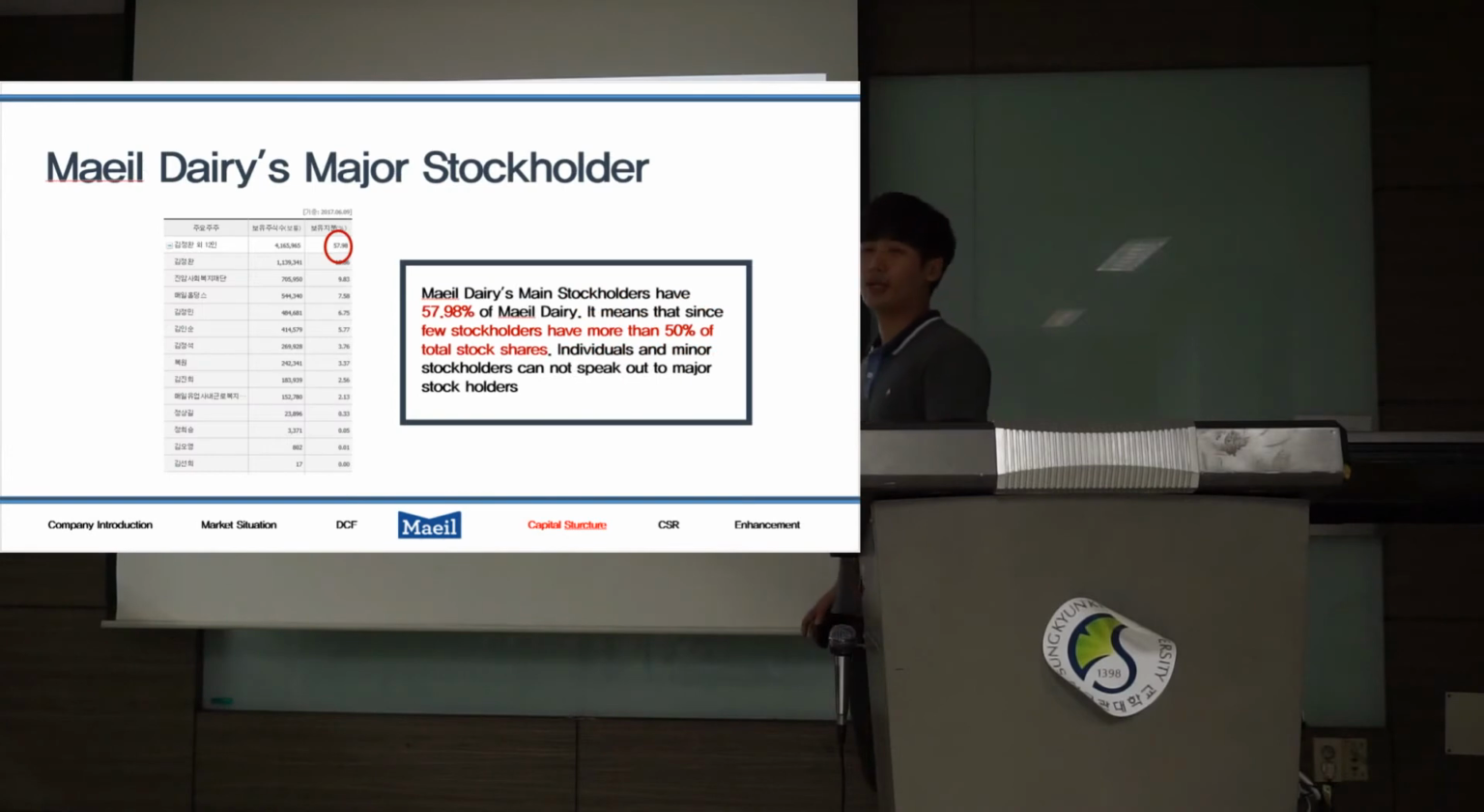Then I will talk about the major stockholders. 13 people hold a proportion of 57.98%. This means that few stockholders have more than 50% of the total stock shares, and this means minor stockholders have no power against the major stockholders.